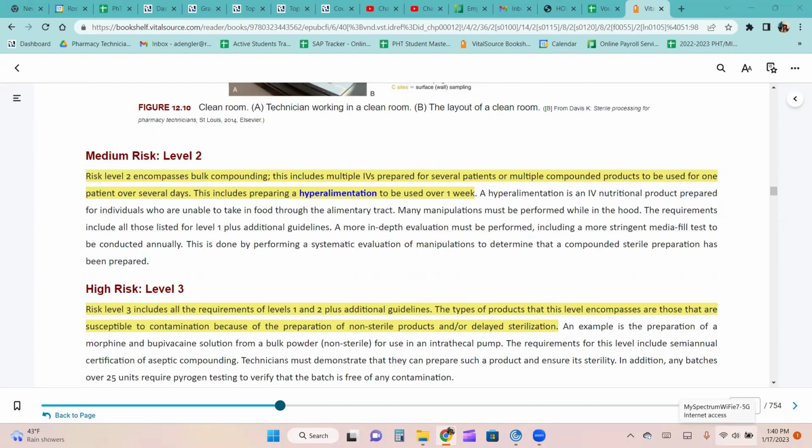Risk level 3 includes all of the requirements for levels 1 and 2, plus additional guidelines. The types of products that this level encompasses are those that are susceptible to contamination because of the preparation of non-sterile products and/or delayed sterilization. An example is the preparation of morphine and bupivacaine solution from a bulk powder for use in an intrathecal pump. The requirements for this level include semi-annual certification of aseptic technique.